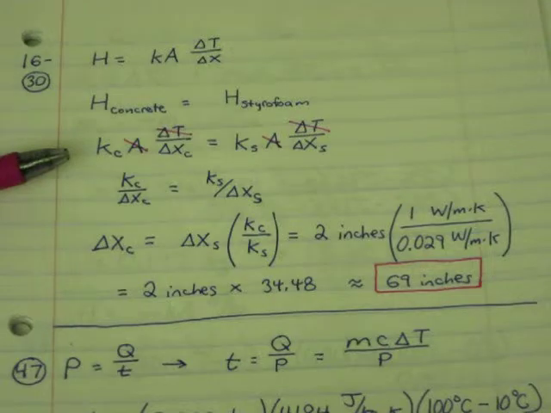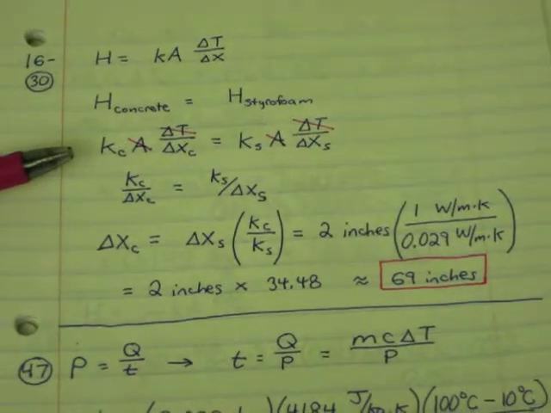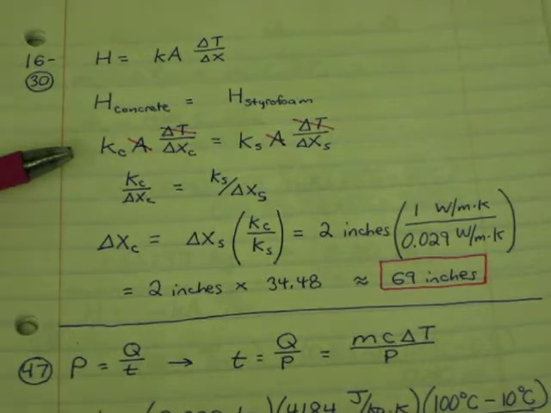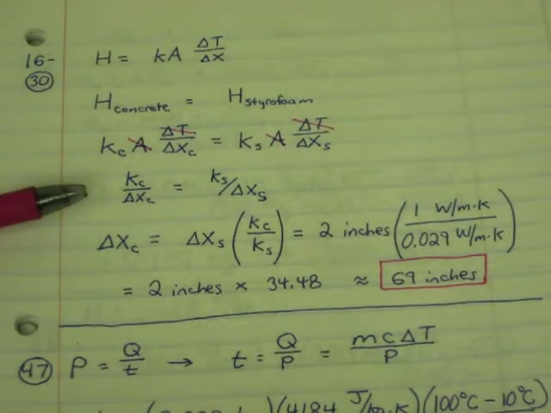Let's divide out the things that are equal. We're assuming everything's equal about the area. The surface area is going to be the same, same wall that we're dealing with. Delta T is the same because we're looking at whatever the outside temperature and the inside temperature are. It's all the same. So what's left, what we're comparing, is the thermal conductivity of concrete divided by the thickness of the concrete equals the thermal conductivity of the styrofoam divided by the thickness of the styrofoam.